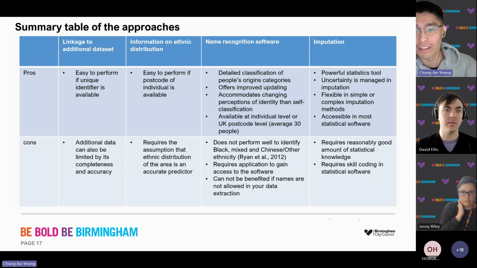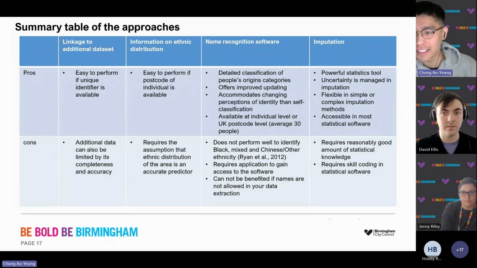The next thing is name recognition software. It is a detailed classification of people's origin categories. The software is continually updating, and it's called OnoMap, and you can go on their website. It's available at individual level or UK postcode level. However, it has historically not performed well at identifying Black, mixed and Chinese or other ethnicities, as demonstrated by Ryan et al. 2012, and it requires an application to gain access to the software. You have to apply for research purposes, and it will be useless if you do not have the names of the patients, which in our case we do not.